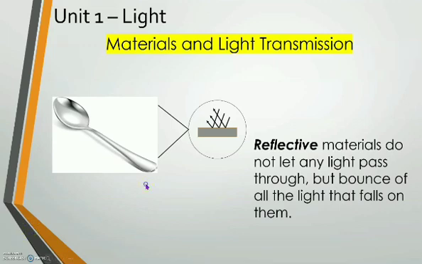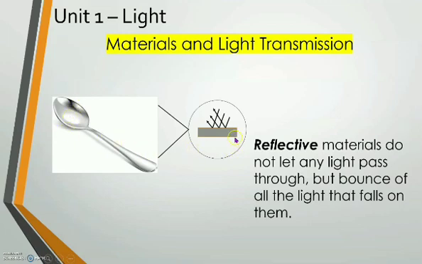Very good. Okay, so a very good example of the reflective material is this spoon. This is a spoon that we use for eating. When the light strikes the spoon, the light will reflect. That's why even if we look at the spoon, we can see a reflection, right? Because the light reflects on our eyes.